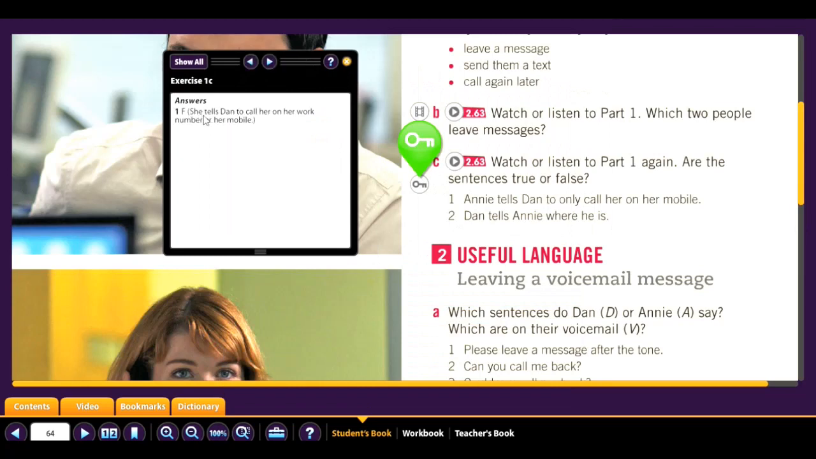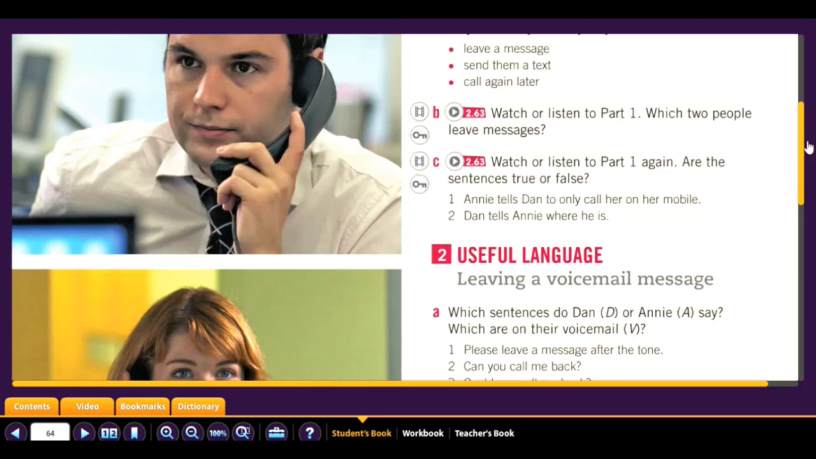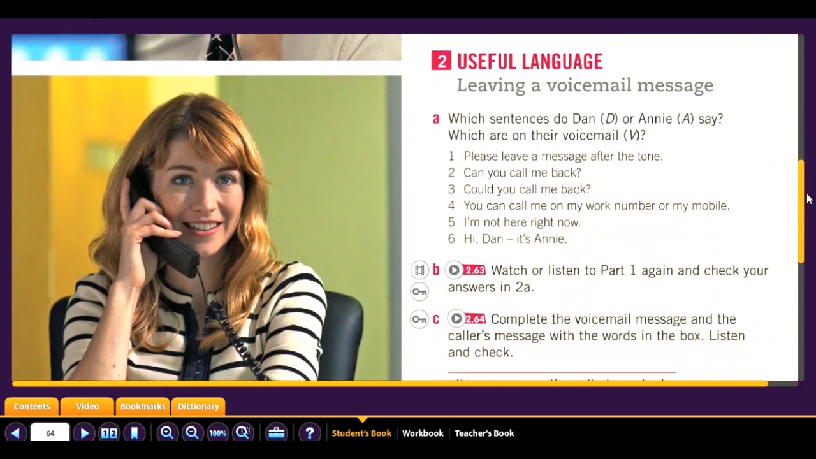Number one is false. She tells Dan to call her on her work number or her mobile. And number two is true. Dan tells Annie where he is. He is at his desk. Now useful language. Leaving a voicemail message. Which sentences do Dan or Annie say? And which are on their voicemail? En su buzón de voz, on their voicemail.